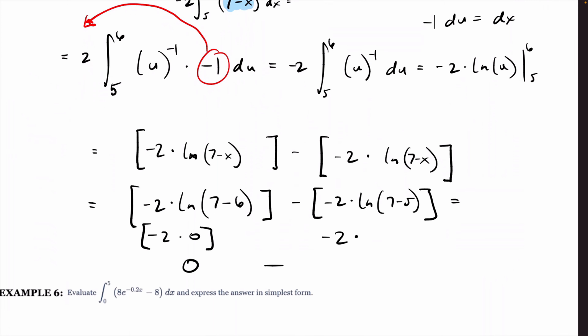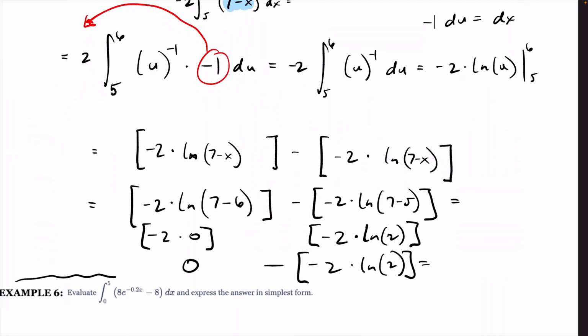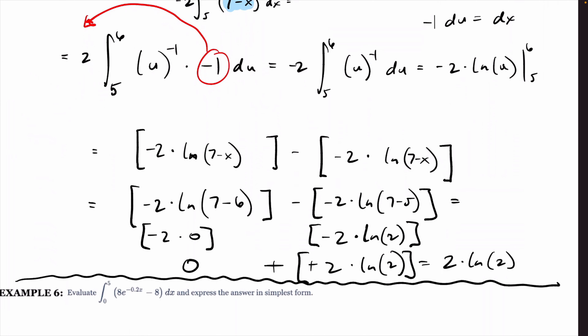And then I get, what's the natural log of 2? A decimal, right? So if it's a value we don't know and we can't use a calculator, leave it as the natural log of 2. Don't approximate it, because even if I had a calculator, it would just be an approximation. It wouldn't be an exact value. So 0 minus a negative is going to be a positive. So it's going to be 2 times the natural log of 2.